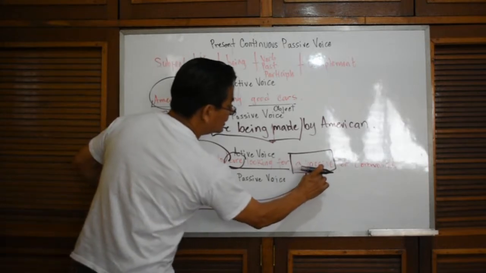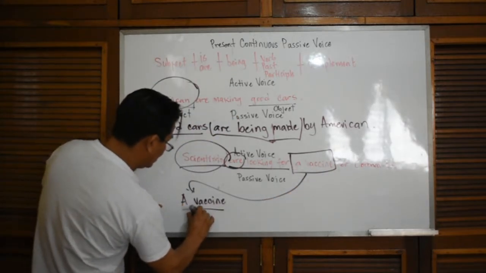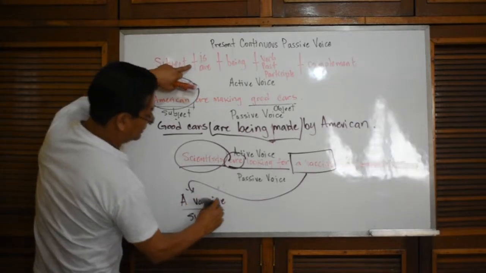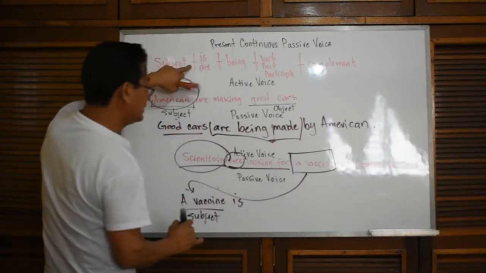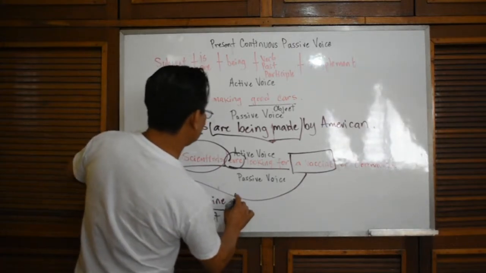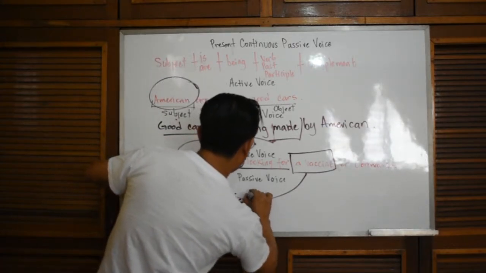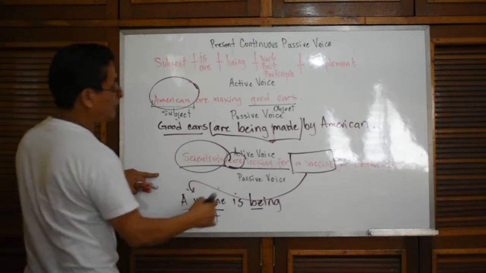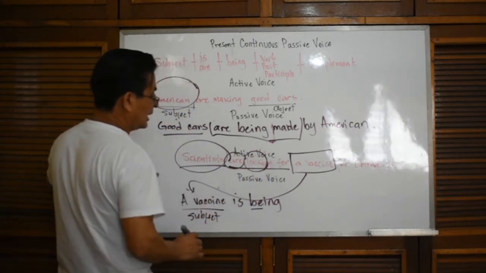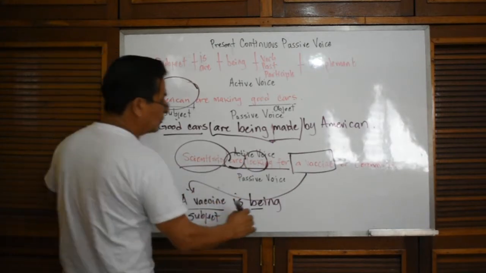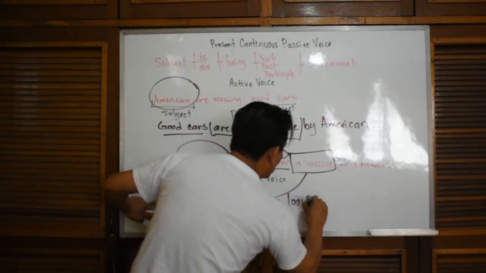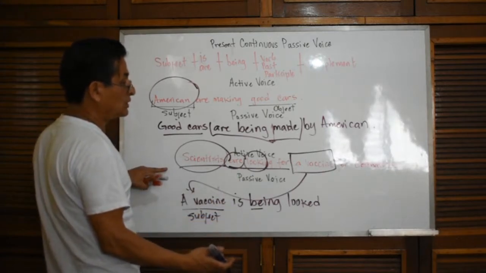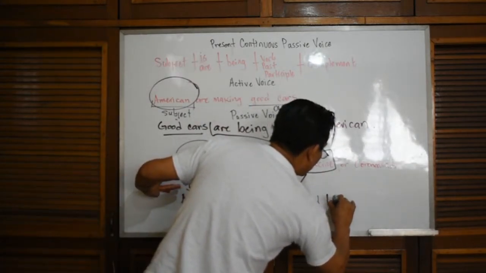But since this becomes the subject, and this is singular, we use is. A vaccine is being, be plus ing, and the verb looking, and then we use the past participle of looking. We say it's being looked. A vaccine is being looked for, and then who is looking for? We say by scientists.